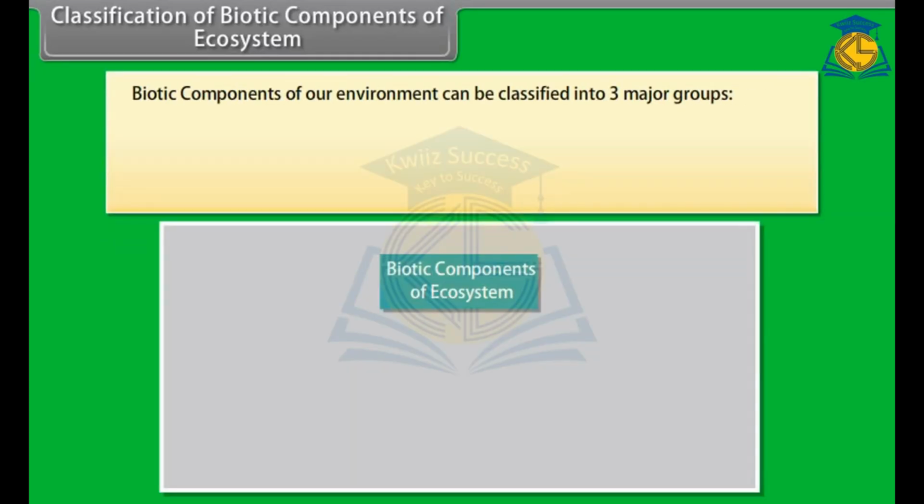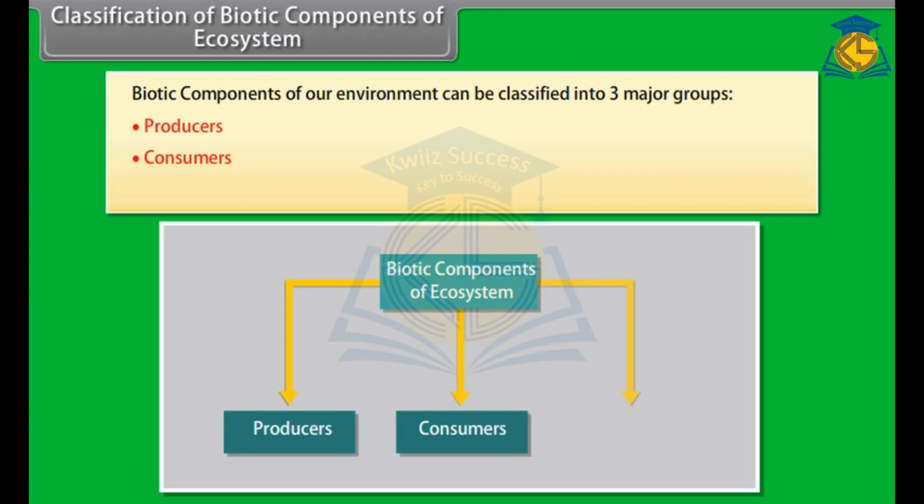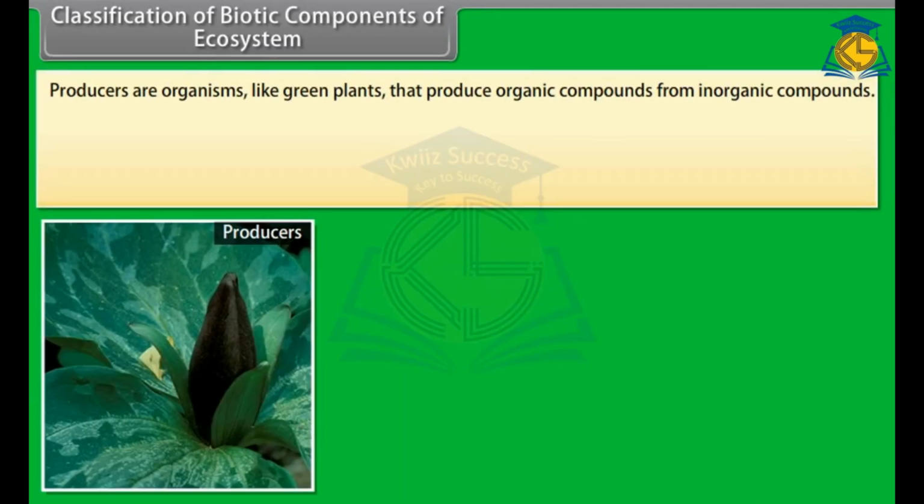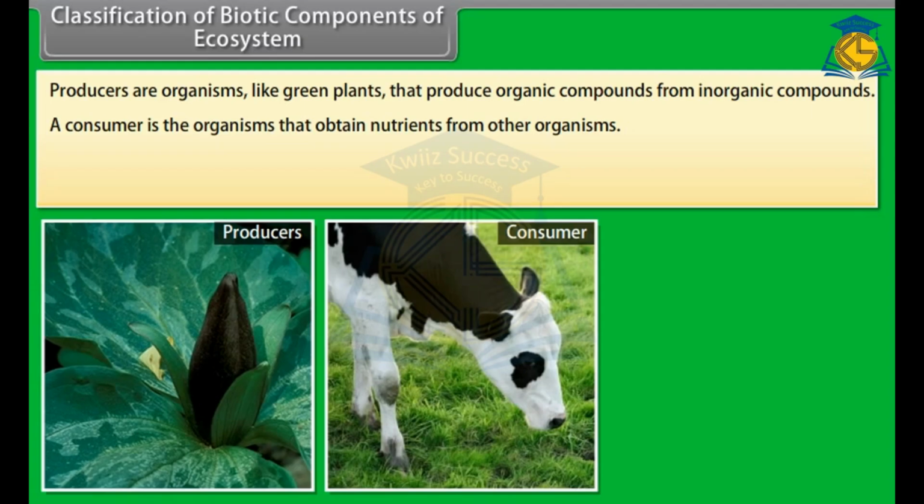Biotic components of our environment can be classified into three major groups. They are producers, consumers, and decomposers. Now we will learn in detail what are producers, consumers, and decomposers. Producers are organisms like green plants that produce organic compounds from inorganic compounds. A consumer is the organism that obtains nutrients from other organisms.